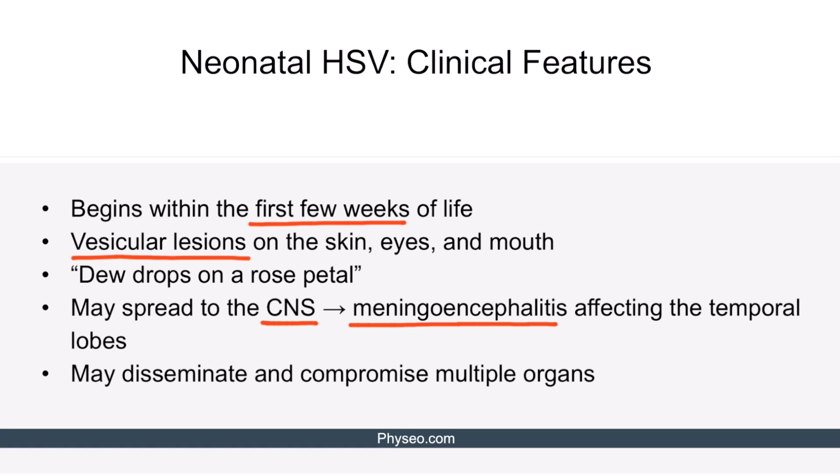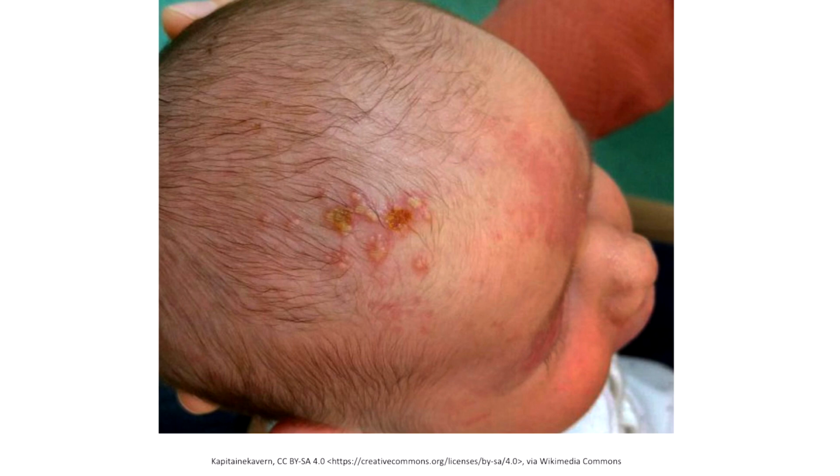So this is the second virus that we've discussed that can disseminate throughout the body and include the CNS. And just like neonatal varicella, this virus can disseminate to other organs and compromise those. But the big one you want to remember for this particular HSV virus is that it can cause temporal lobe infection and meningoencephalitis. Now here's what neonatal HSV looks like in real life. And notice that there's a cluster of vesicles on top of an erythematous base. And that actually looks very similar to varicella-zoster. And so it's actually pretty hard to tell these apart clinically.